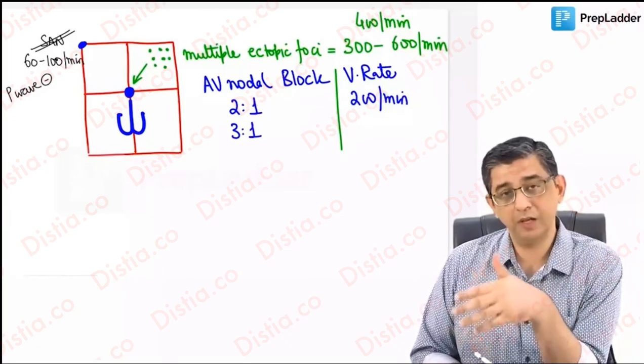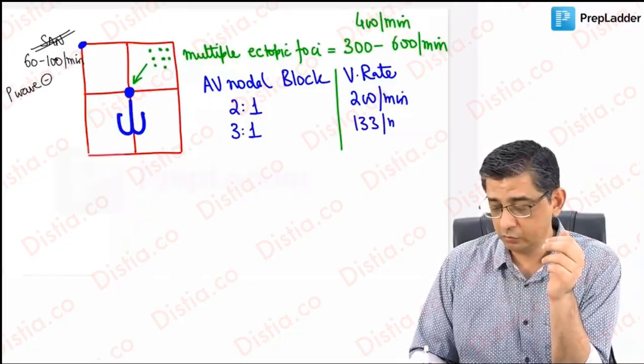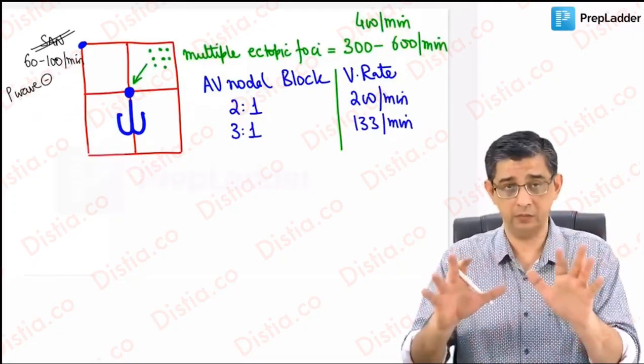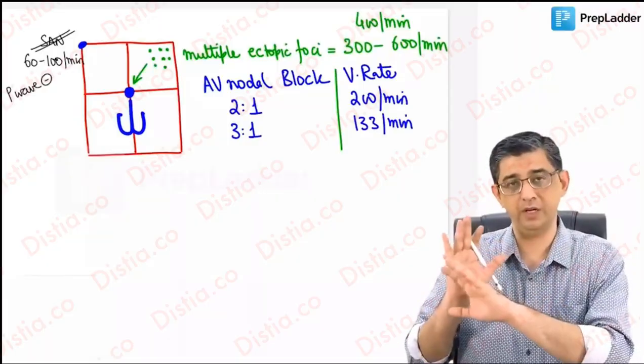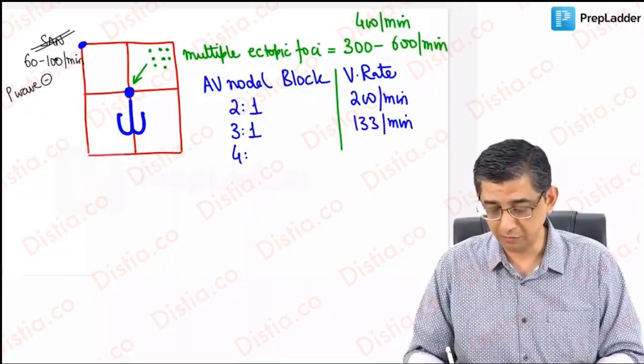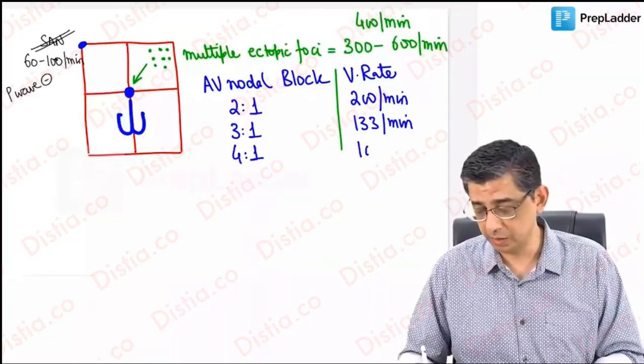If I divide 400 by 3, you can see that the ventricular rate will change to 133 per minute. Now the vagus nerve is more confident. Yes, I can block. You see, the penalty shootouts are coming fast, but the goalkeeper is able to block. So now if he is going to do a 4:1 block, you can see that if you divide 400 by 4, this will become 100 per minute.